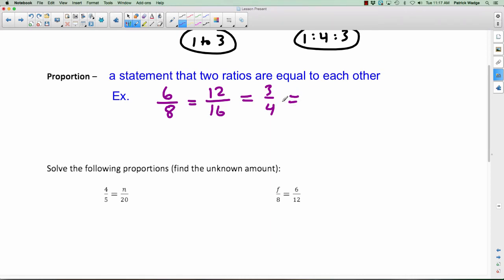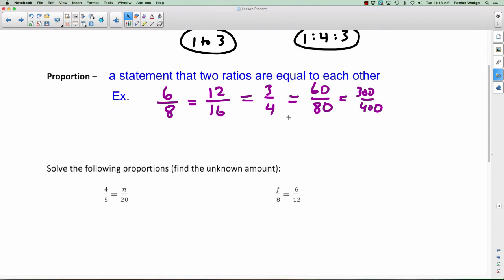I could multiply them by something big. Let's multiply by 10. It's not that big, but let's do it. 6 times 10 is 60. 8 times 10 is 80. Right? Once you have an equivalent one, you can multiply that by something. Let's multiply the 3 and the 4 by 100. 3 times 100 is 300. 4 times 100 is 400. These are all equivalent ratios. They're all equal to each other. So a proportion is a statement like this, that two ratios or more are equal to each other.